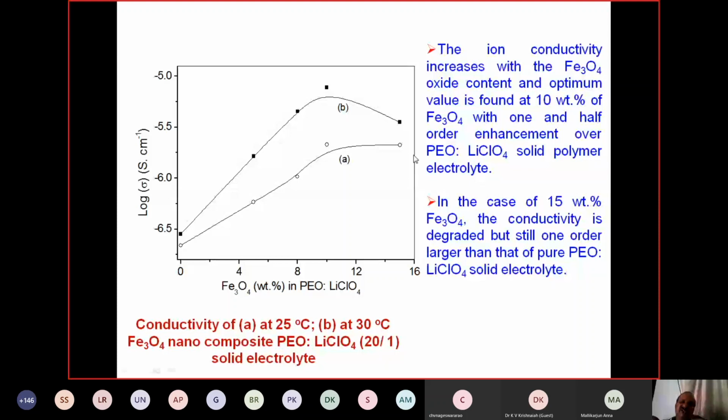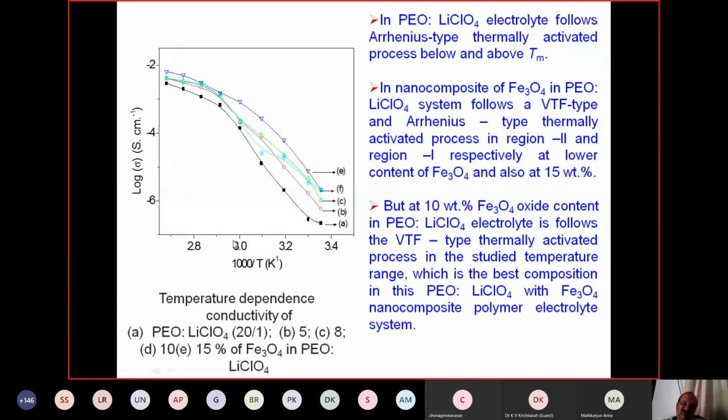So if you take any composition, what's happening here? It can accommodate only up to a particular composition. In this case also the same thing is happening. Whatever content of nanoparticles we are adding, it is accommodated up to a particular composition only. It depends upon the nanoparticle we are taking. In this case, with Fe3O4, the higher conductivity is observed at 10% Fe3O4 nanoparticle. Okay, so this is about the temperature versus conductivity plots of nanocomposites of Fe3O4 nanoparticle, for different compositions.